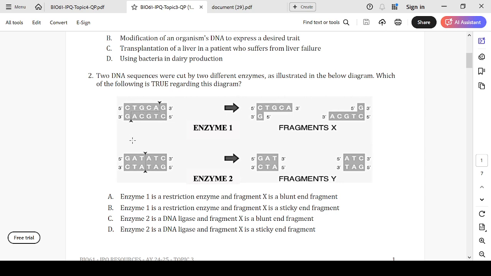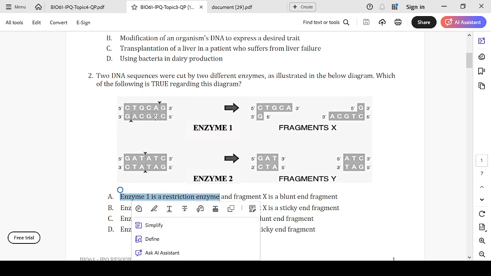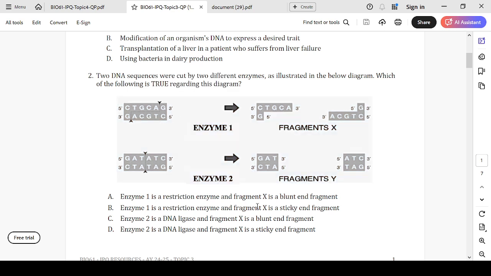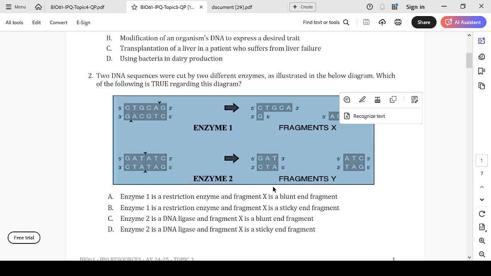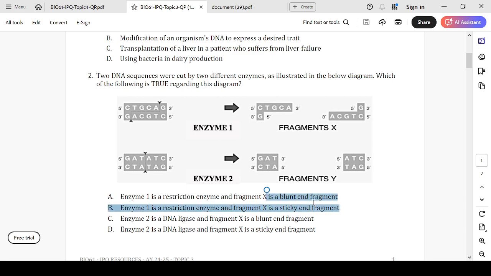So these are two figures, X and Y fragments. They ask which one is true. So the first one, enzyme one, is the restriction enzyme. This is true, guys. This is the restriction enzyme because it cuts. But fragment X is blunt. Is this true? No, not true. The other one is blunt end, and this enzyme fragment X.